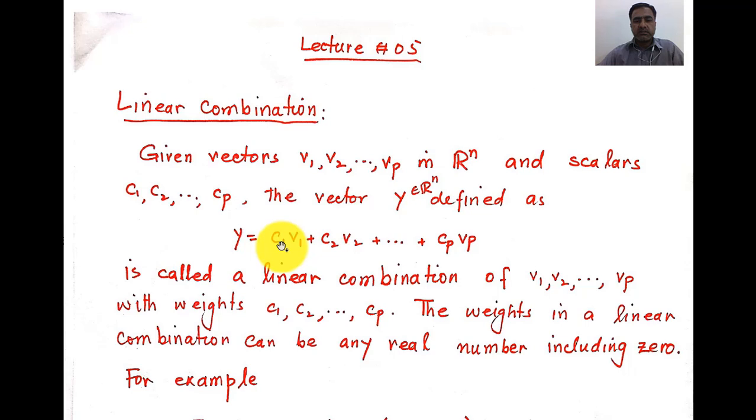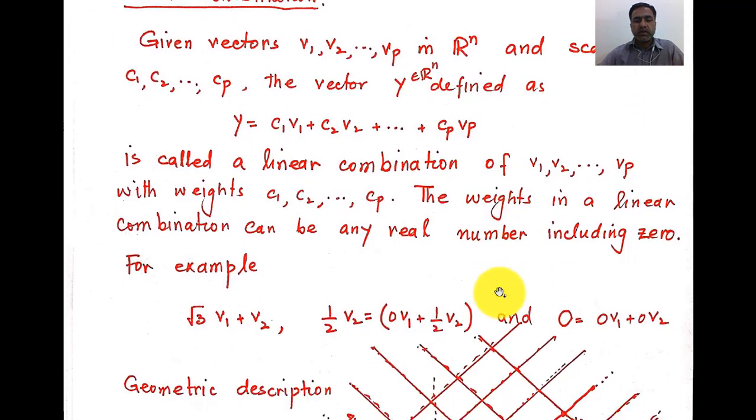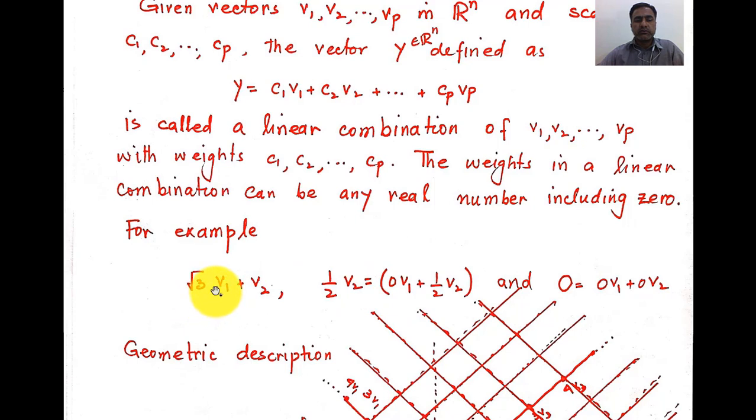These constants c1, c2 up to cp are called the weights. The weights in a linear combination can be any real numbers including 0. For example, we have this arrangement, square root of 3 v1 plus v2. Similarly, we can write half v2 as 0 v1 plus half v2. So in this case the weights are 0 and half. Similarly, the null vector can be represented as 0 v1 plus 0 v2.